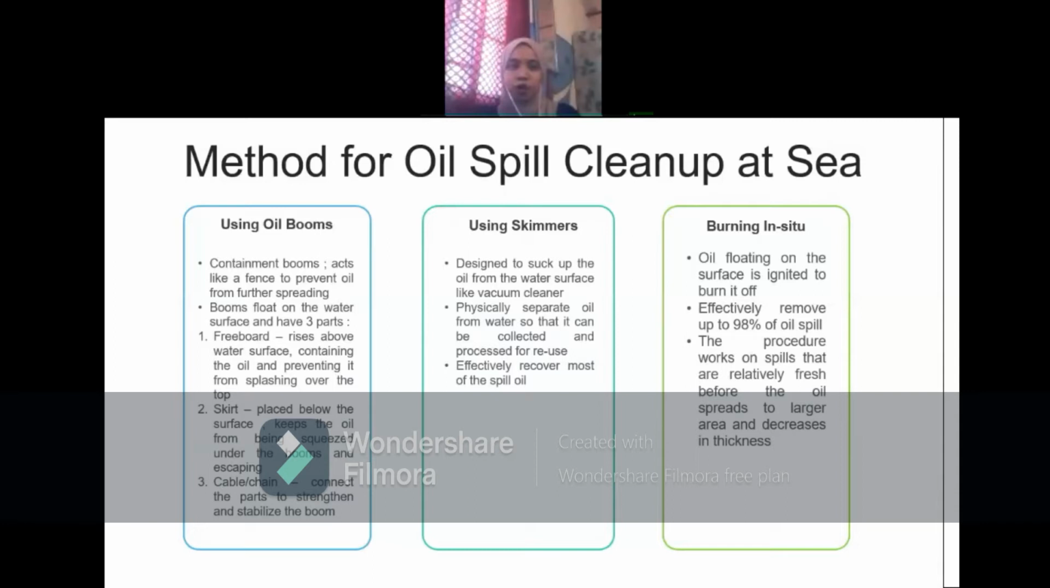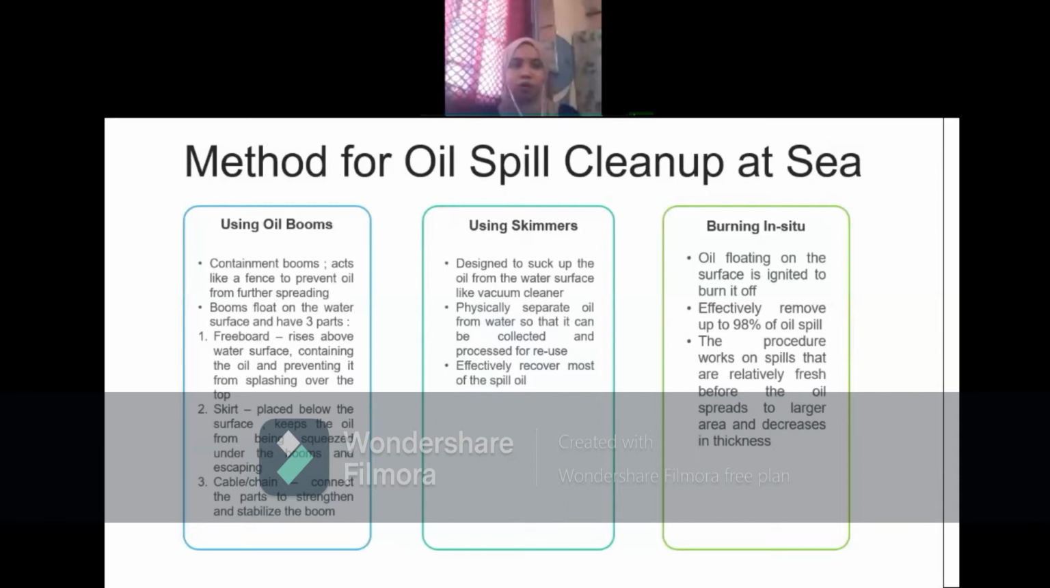So the first is the freeboard, where the part that rise above the water surface, containing the oil and preventing it from spilling over the top. Second is skirt. It's placed below the surface, keep the oil from being squeezed under the boom and escaping. And lastly is cable or chain. It connects the part to strengthen and to stabilize the boom. Second is using skimmer.